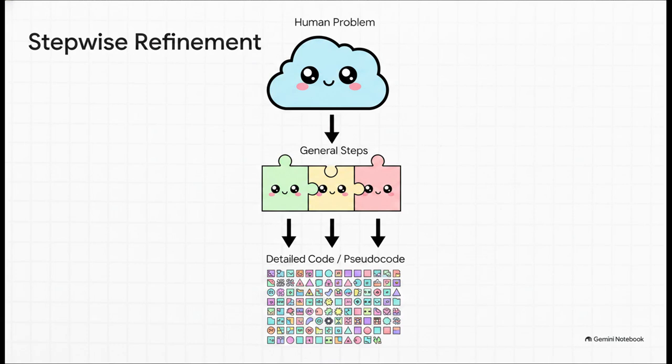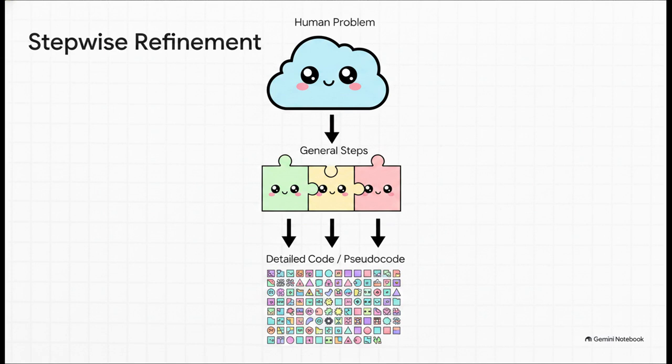To tie this all together, we use a process called stepwise refinement. This perfectly mashes up our original human problem-solving lifecycle with this new modular design. You start with your big initial problem. You break it into general steps. Then you break those into really detailed steps.